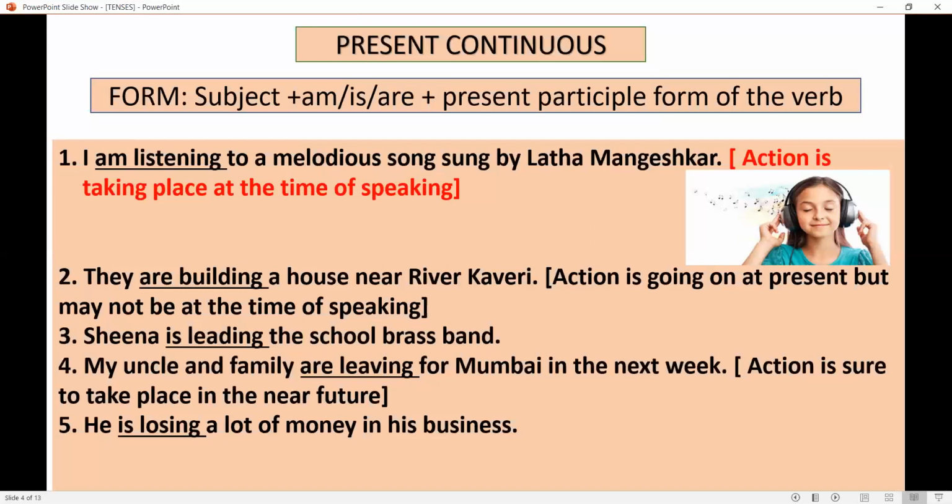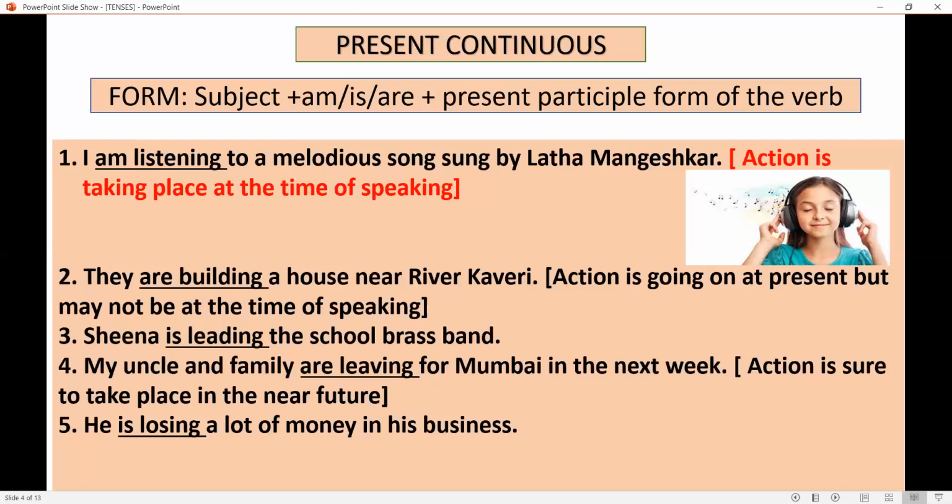Another example is he is losing a lot of money in his business. So in the present time, this man's business is going down and he is losing a lot of money. Now remember to use the correct spelling, losing, L-O-S-I-N-G. It is not L-O-O-S-I-N-G. All right.